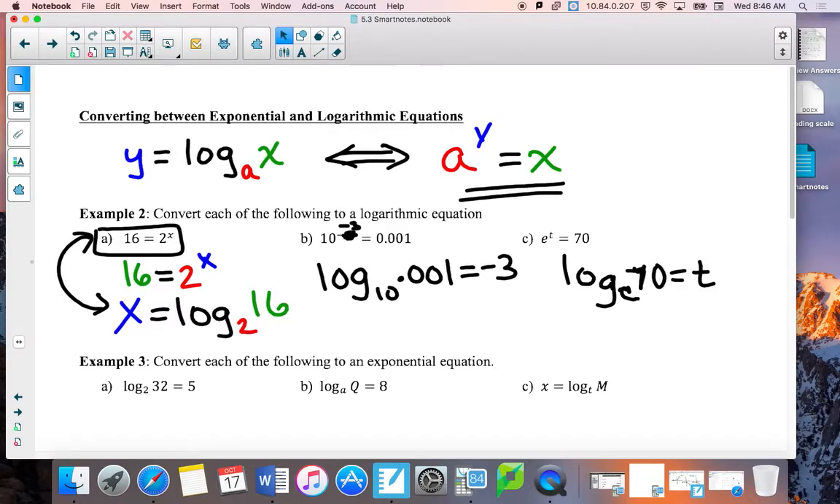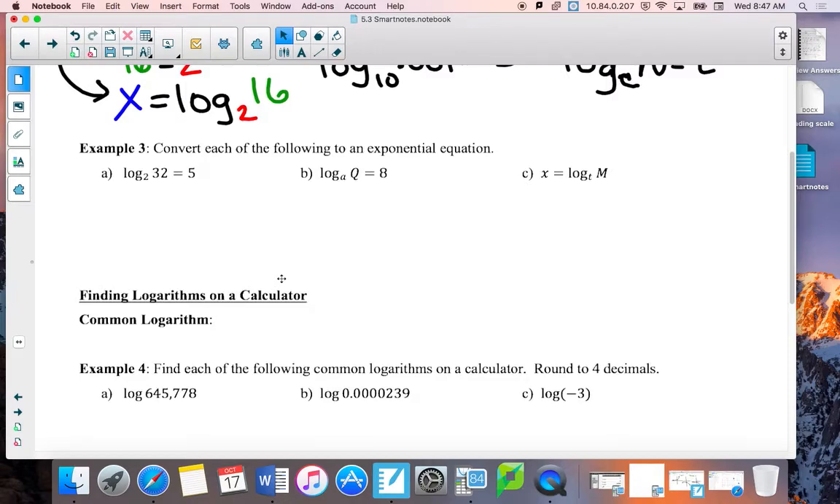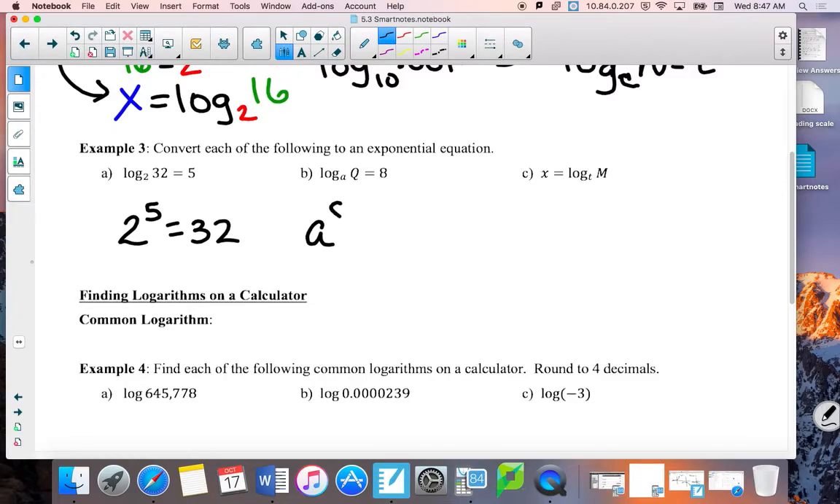And then in example 3, we're going to take all of those logs and rewrite them as exponential functions. So you should still have your notes out. You can kind of look at that pattern that was originally up there. This first one's going to become base 2, so 2 raised to the 5th power equals 32. Second one, a to the 8th equals, maybe my board stopped writing. There it goes. A to the 8th equals q, and on this last one, t to the x equals m.